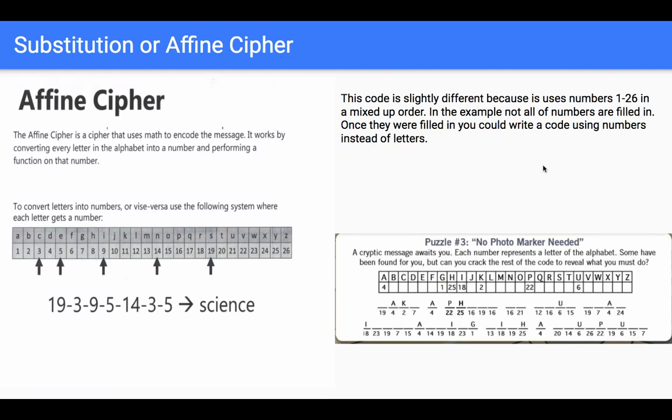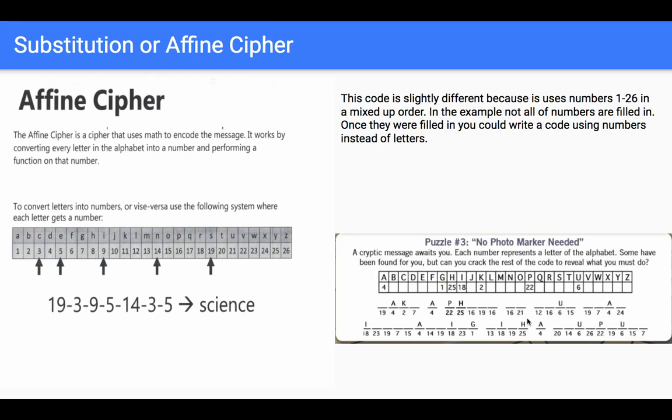Now, this code here that's on the right is the same sort of affine cipher, except that you'll notice in the code, not all of the numbers are filled in, but the numbers are in mixed order. So it makes it another level of complication. Anytime you're coding and you add another layer of something that someone would need to figure out, it adds a layer of complexity and it makes your code a little more difficult to break.